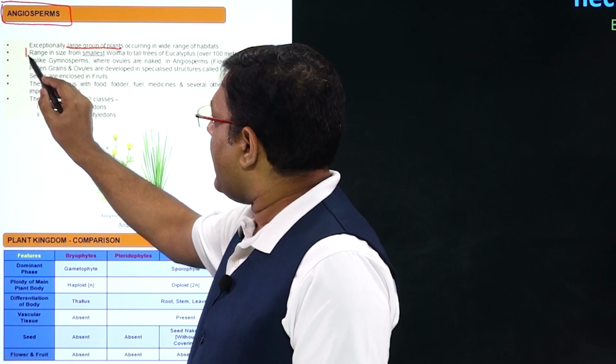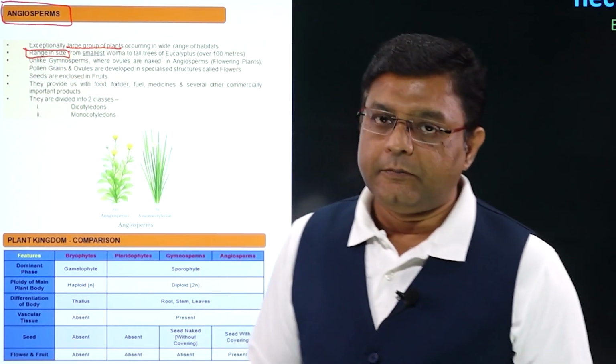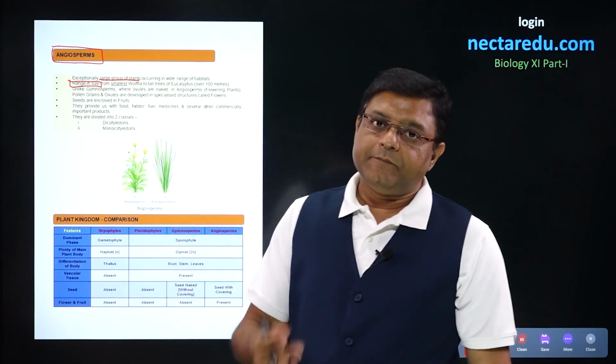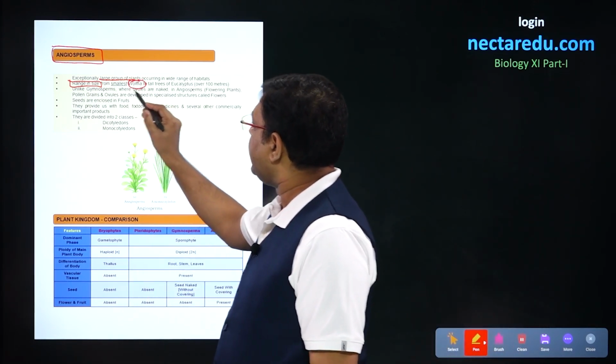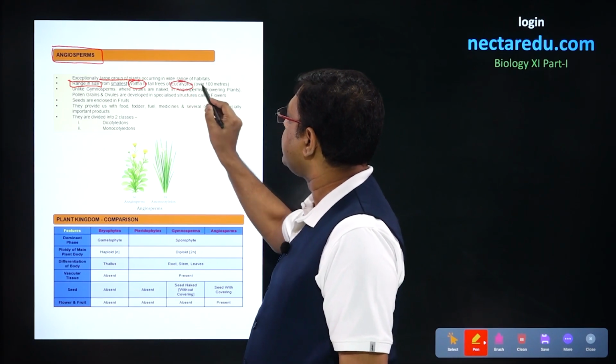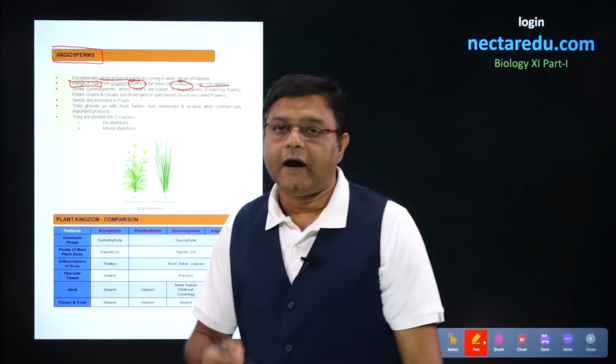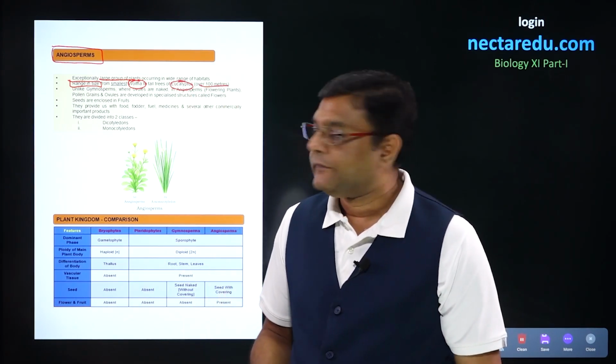Now, talking about the size of angiosperms, size can vary. The smallest angiosperm is called Wolffia, and it can vary to the tall trees of eucalyptus that can be up to 100 meters tall.